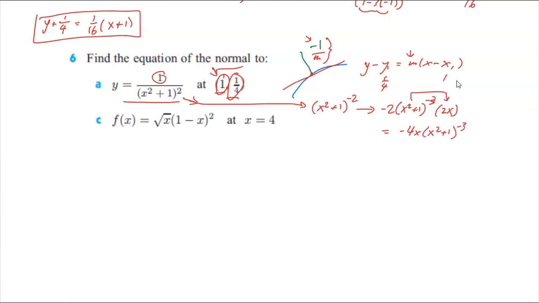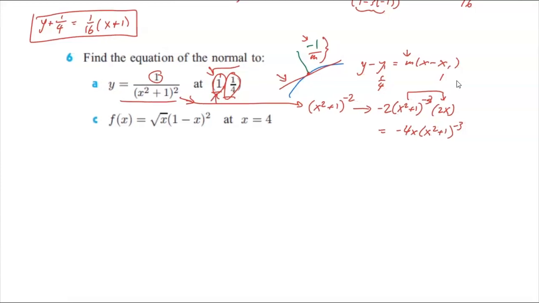Negative 3. Okay, now in order to find the actual slope of this tangent line, I am going to plug in x equals 1, right? So I'm going to put x equals 1. If I put x equals 1 in here, then it'll be negative 4, and this will be just 1, so nothing happens there. This will be 1 squared plus 1, which is 2, so it'll be 2 to the negative 3.